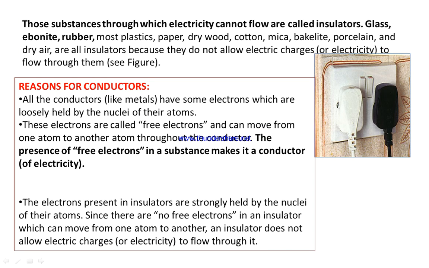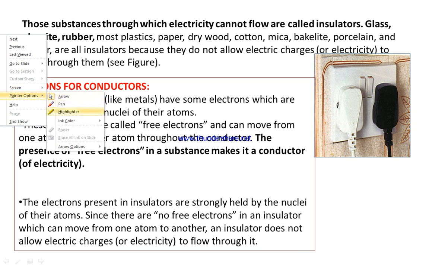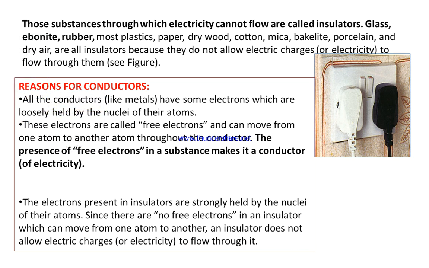Now come to the second classification of material, that is insulators. Okay, so what is an insulator? Those substances that do not allow the electricity to flow, or that have a very low response to electricity, come under the insulators. For example, glass, ebonite, rubber, and most of the plastics, cloths, etc. all come under the insulators.